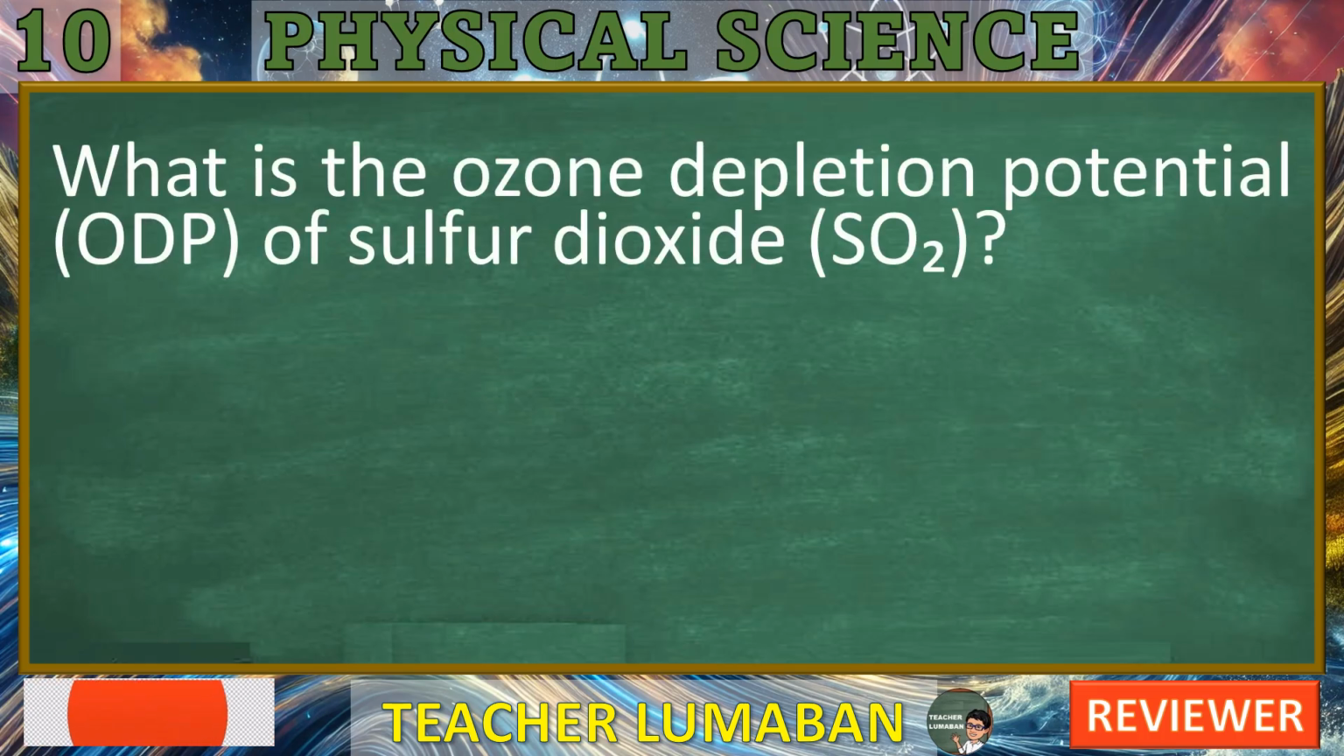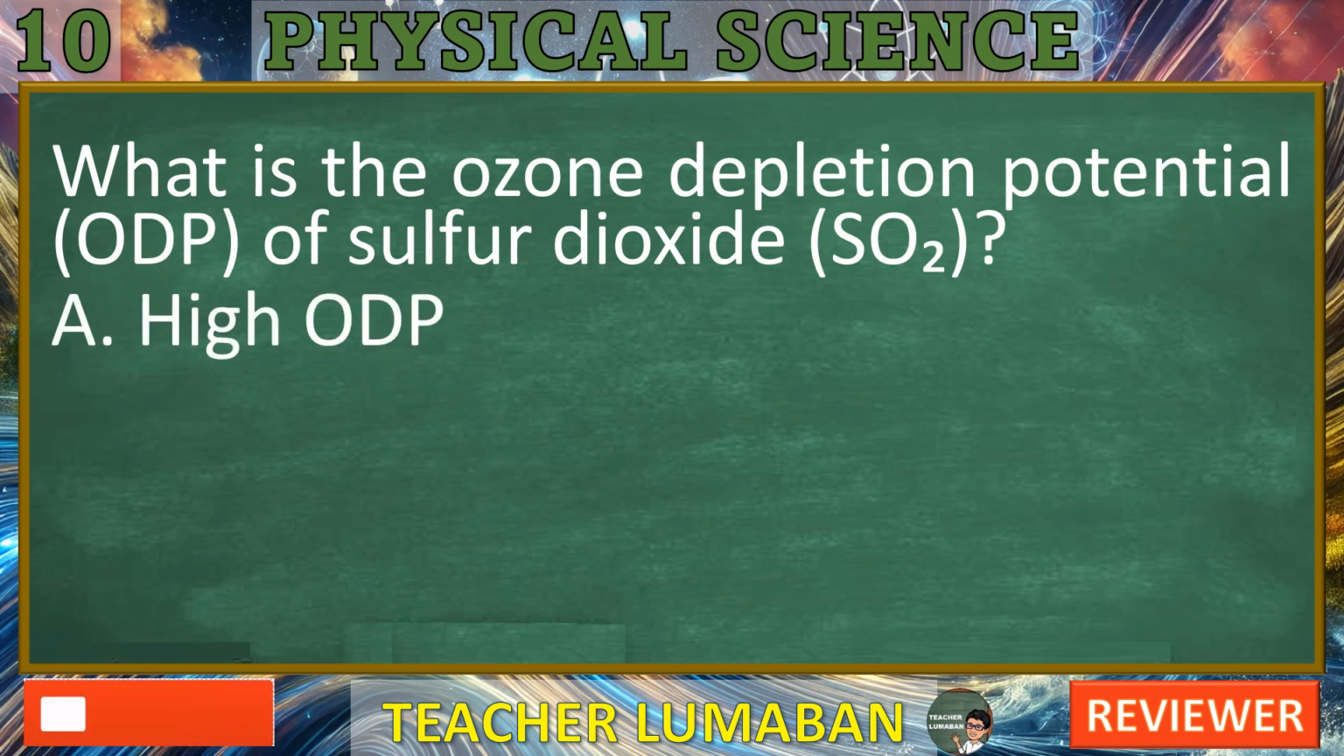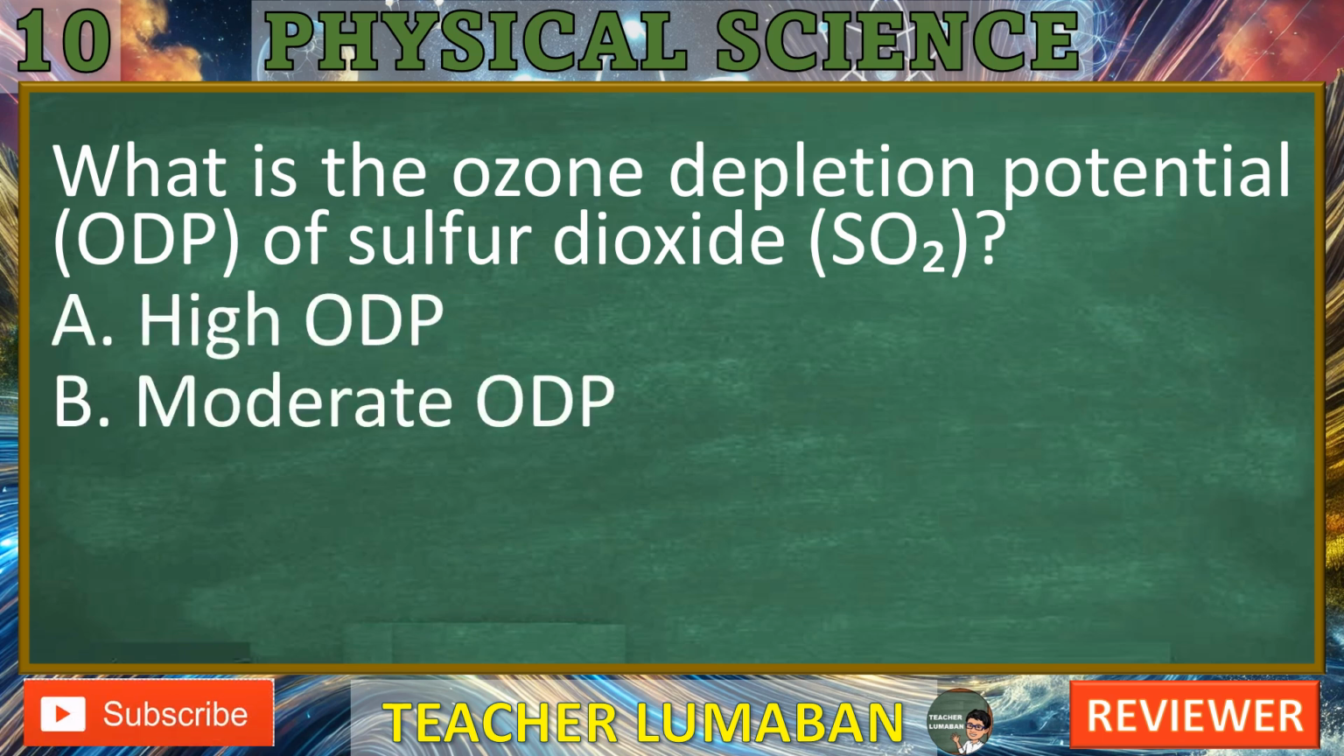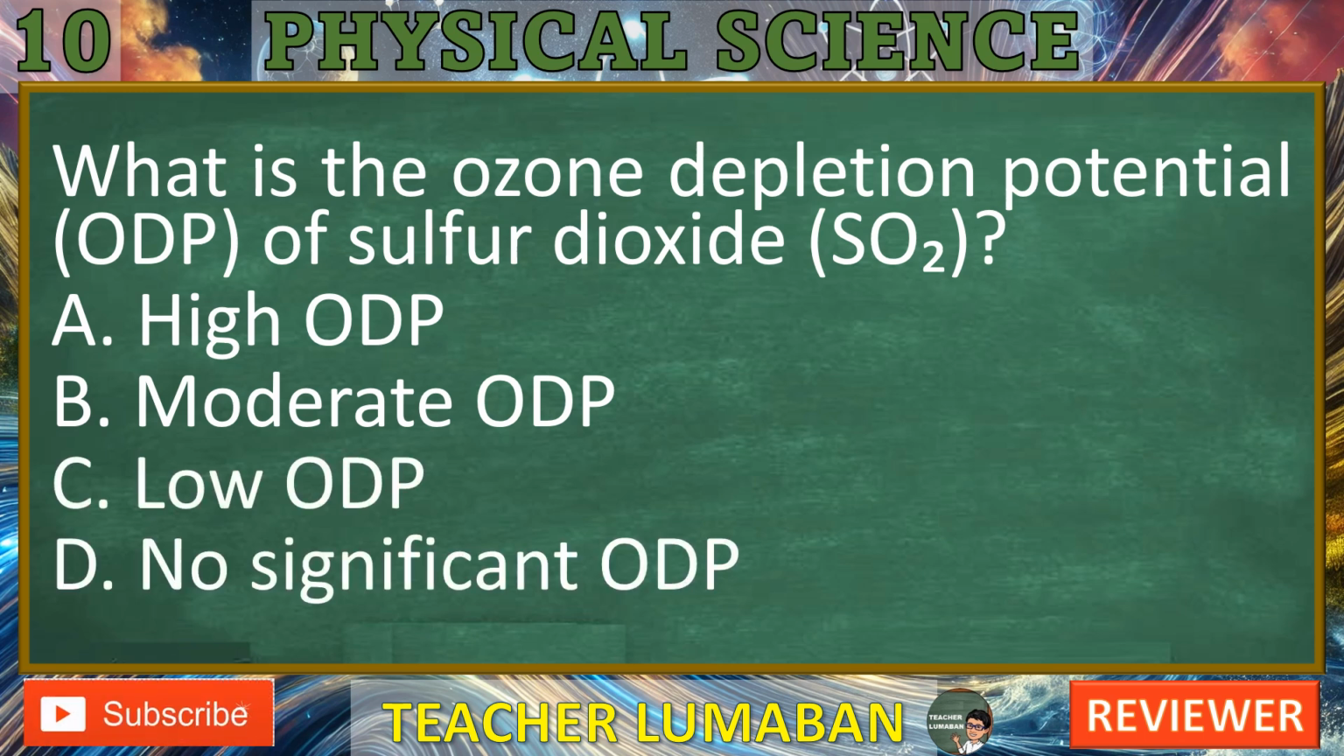What is the ozone depletion potential, ODP, of sulfur dioxide, SO2? A. High ODP. B. Moderate ODP. C. Low ODP. D. No significant ODP. In the next 5 seconds, select the best response from the available options. 5, 4, 3, 2, 1. The correct answer is D.